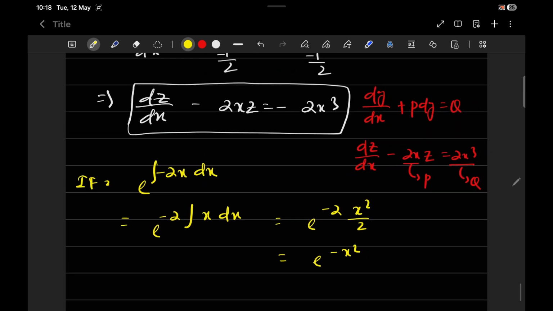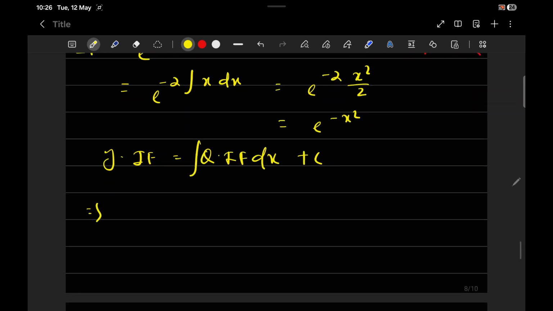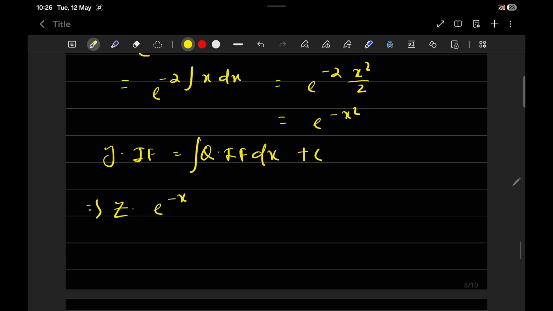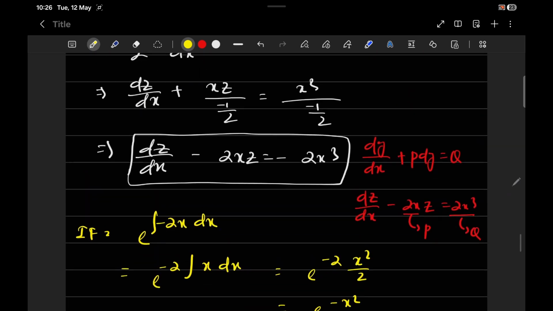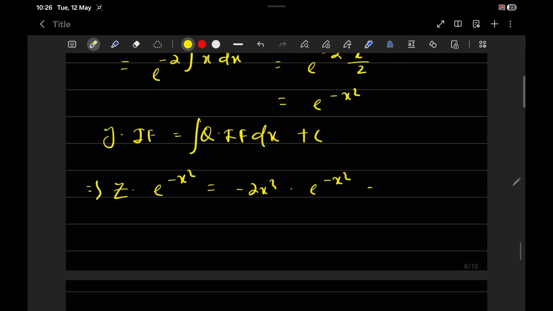Now we can solve this. So we have the general formula: y into integrating factor is equal to the integration of q into integrating factor with respect to x, plus c. Here we have z instead of y, so z into integrating factor, e to the power minus x square, is equal to the integration of q, which here is minus 2x cube, into e to the power minus x square dx plus c.